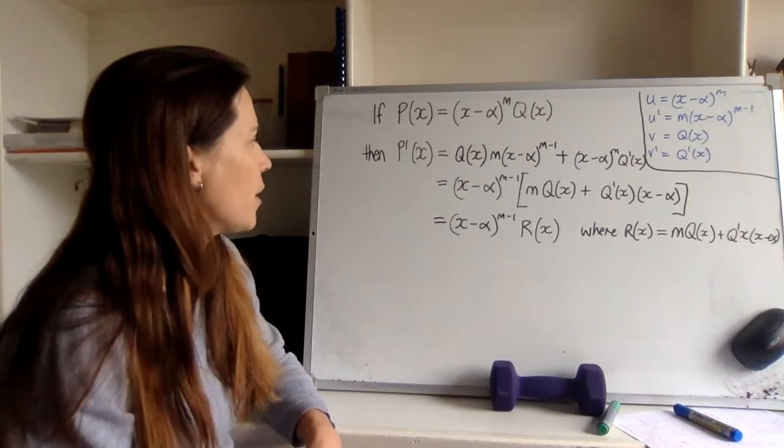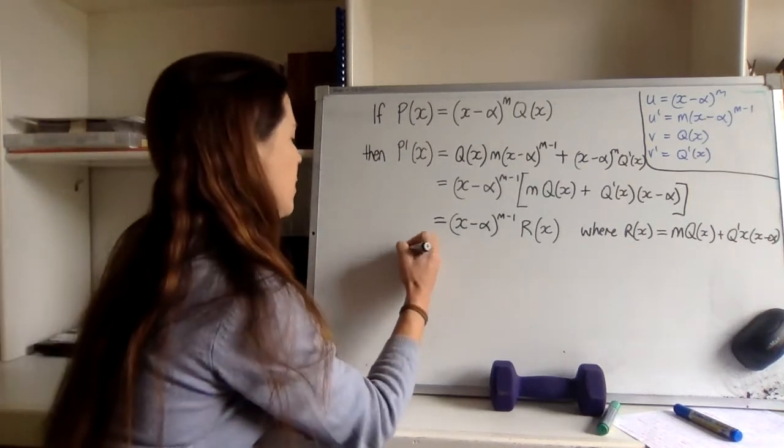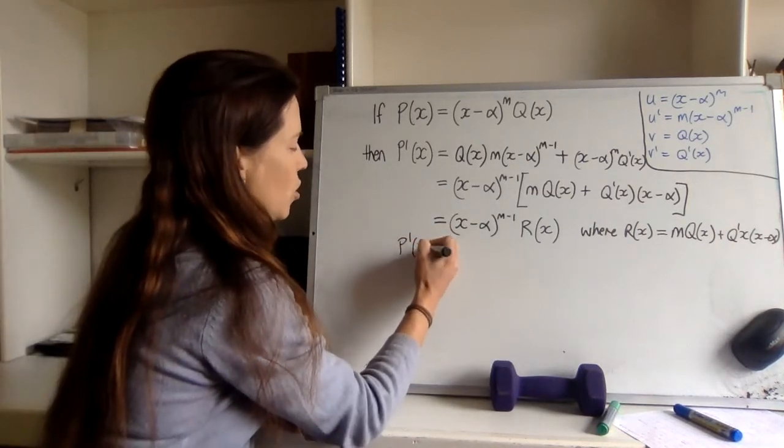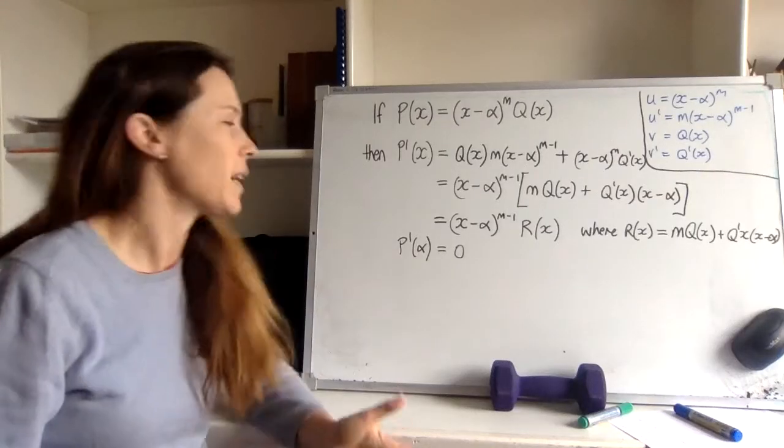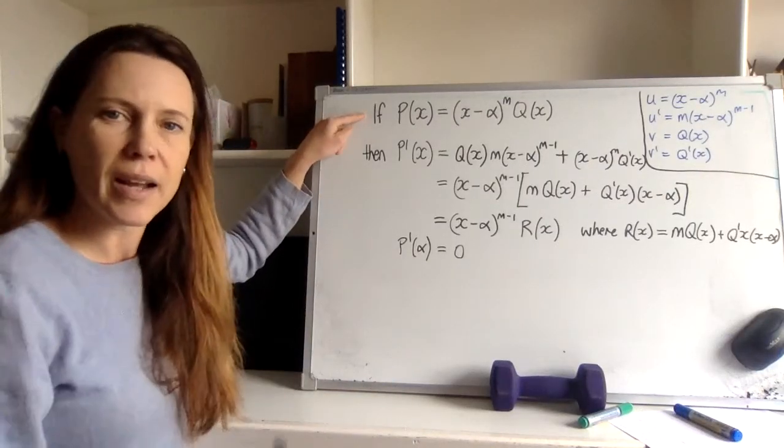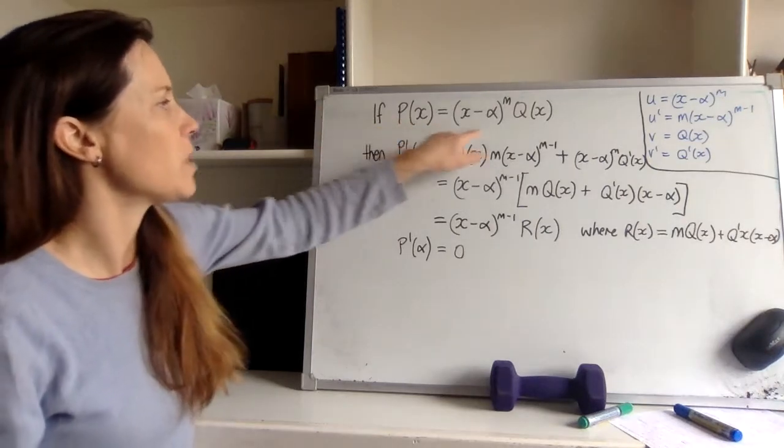Now let's think what's going to happen if we find p dash alpha. Let's just go back a step before we do that and consider how we use this fact here, how we use this.